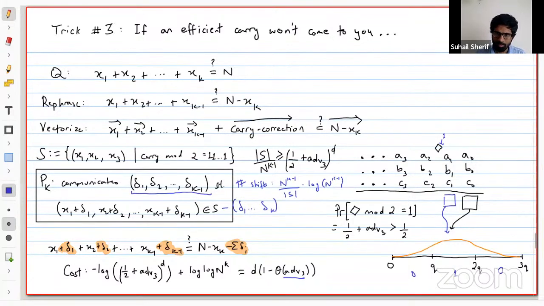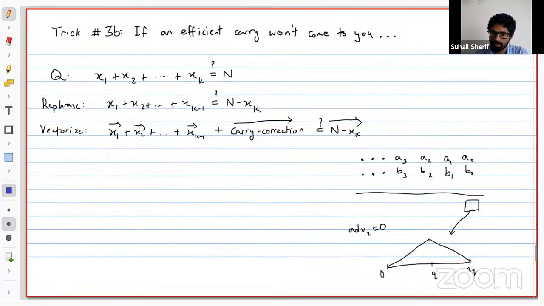I think I'll just say a little bit about what happens if you have, instead of 3 numbers, 2 numbers. If you have 2 numbers, the carry is equally likely to be 0 or 1. So the advantage you have is actually 0. But if you add a third input, you just act like there's a new input here which has all entries equal to q by 2, then you shift it. And in this shifted distribution, the advantage is actually larger than 0.